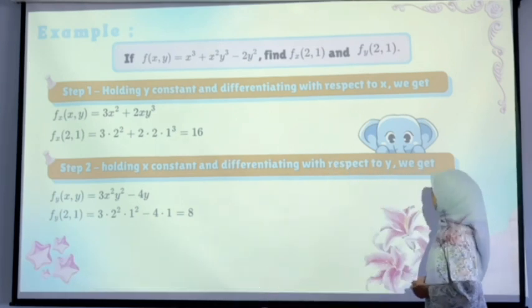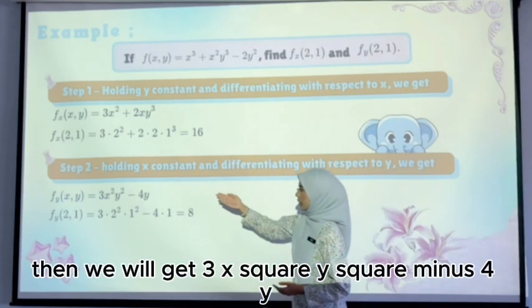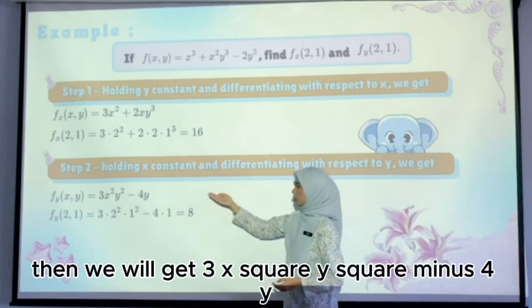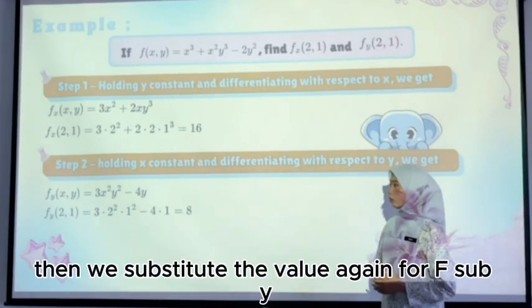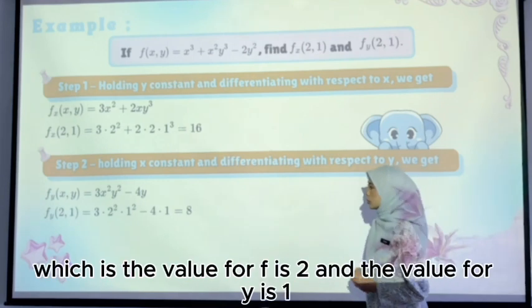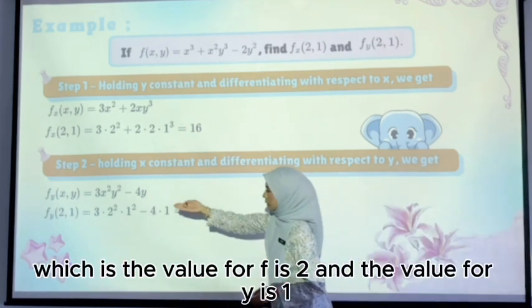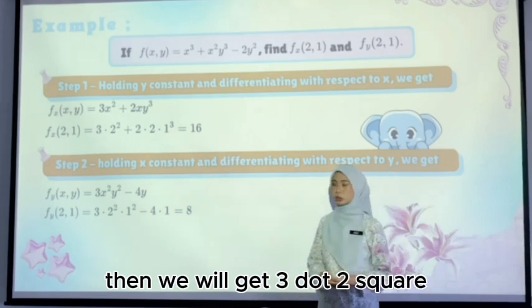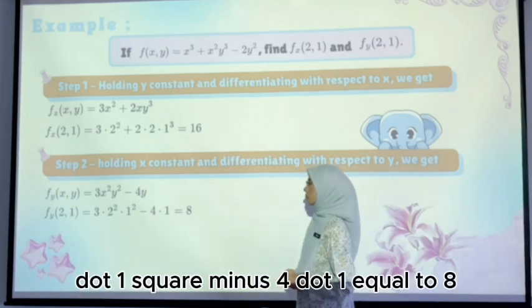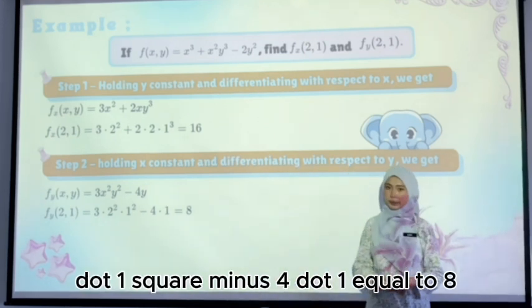Then for step 2, we need to hold x as a constant and differentiate with respect to y. Then we will get 3x squared y squared minus 4y. Then we substitute the values again for f sub y, where x is 2 and y is 1. Then we will get 3 times 2 squared times 1 squared minus 4 times 1, equal to 8.